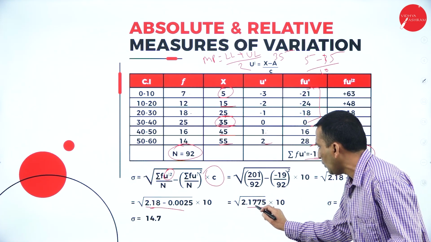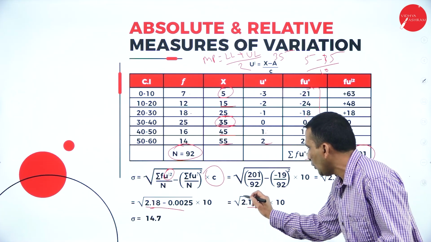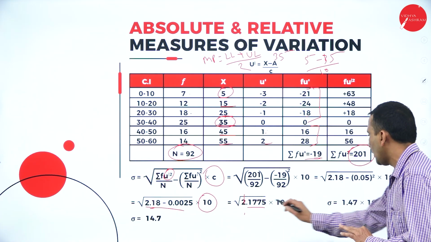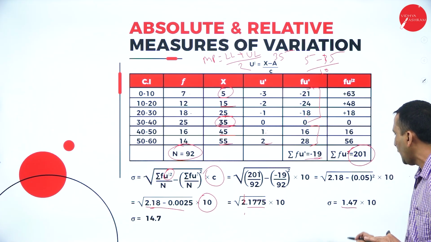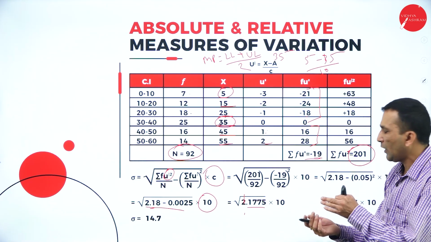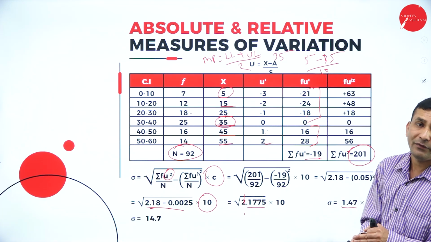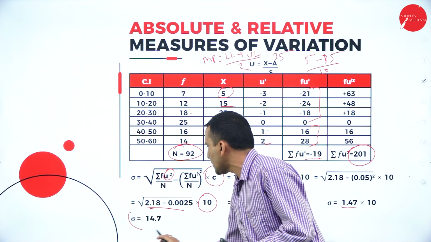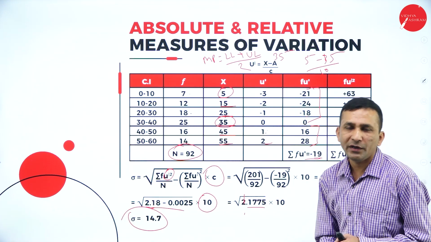We are getting 2.1775. Now you have to remove the square root. That's what I am writing as the class interval. If you remove the square root, we are getting 1.47. After getting the square root, now you need to multiply with the class interval width. So after multiplication, we are getting standard deviation 14.7.